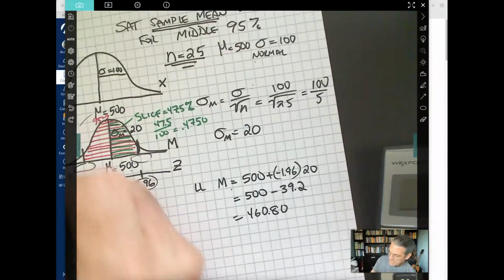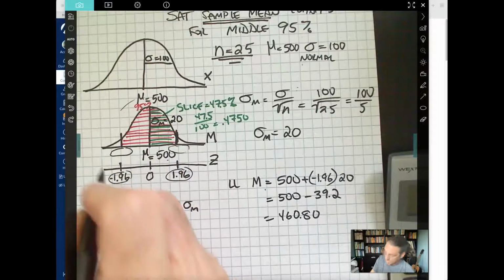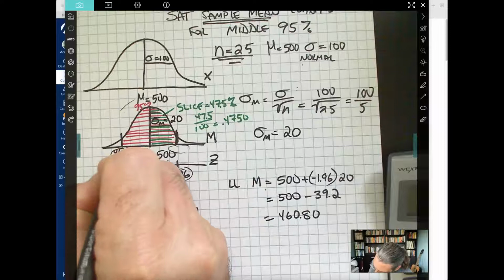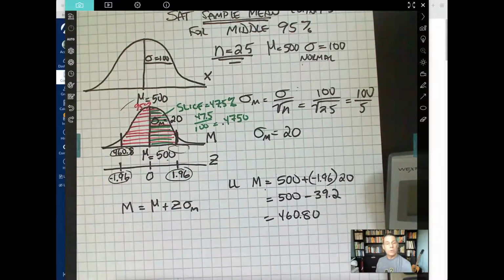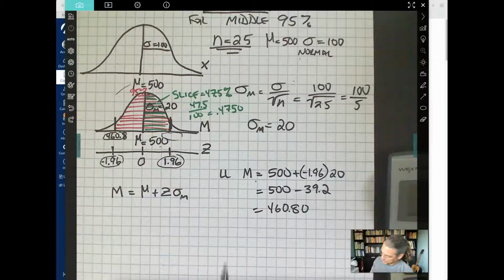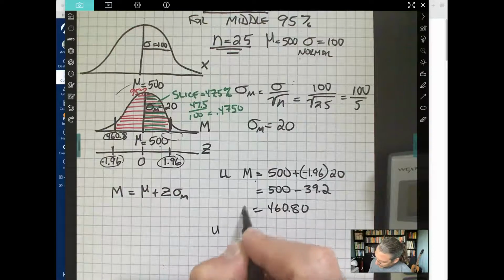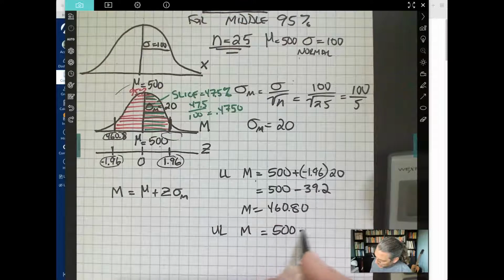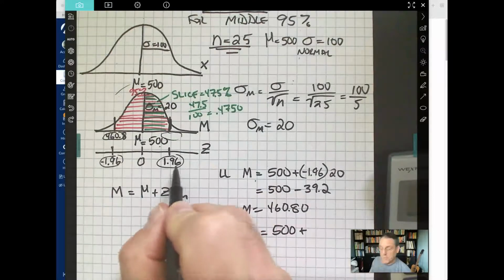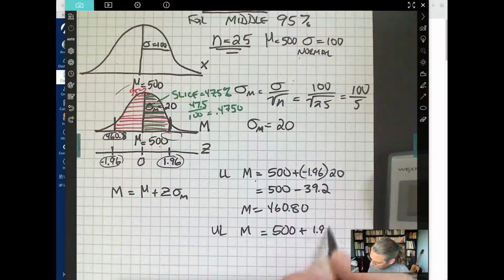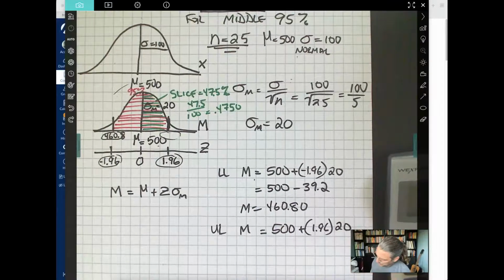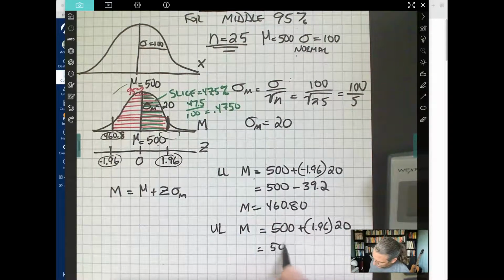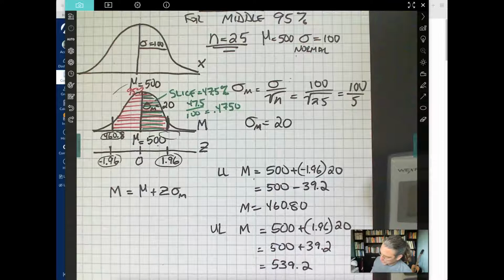So that is this one right here. 460.8 is the lower limit. And then the upper limit is, again, the mu plus the positive 1.96 times 20. And that's 500, in this case, plus 39.2, or 539.2.